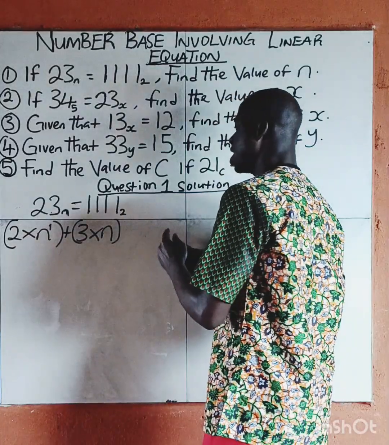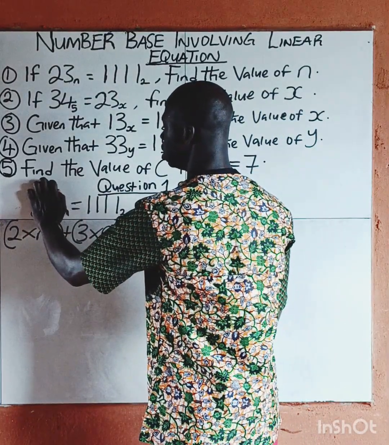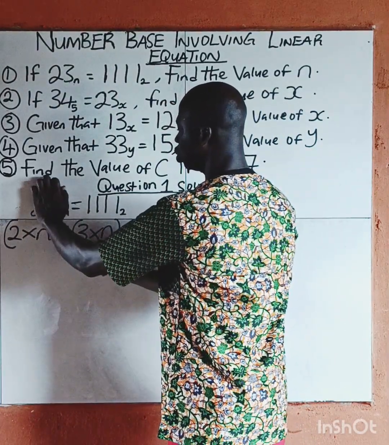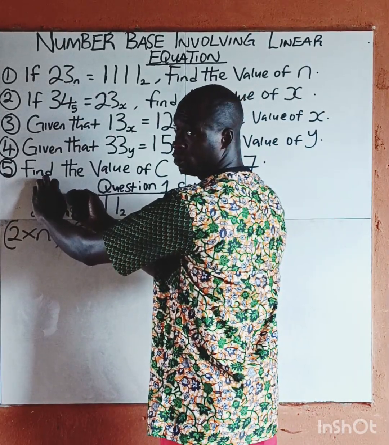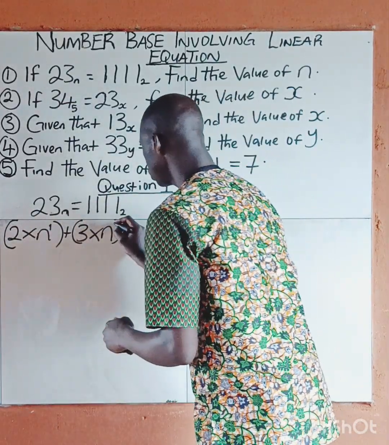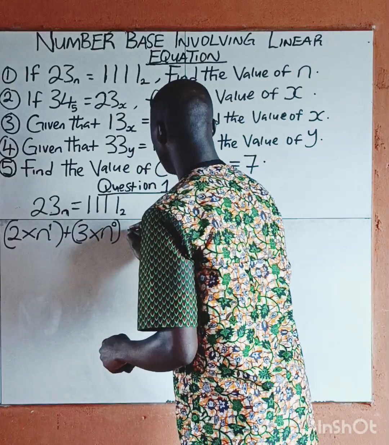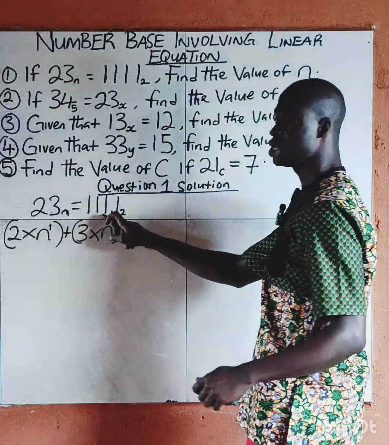If I close this 3, the digit I'm currently working with, you will find that you will not see any other thing here again. There's nothing here. So you say 0. There's nothing left there. Equal to, we are coming to this side now.